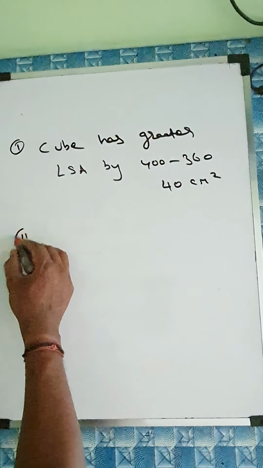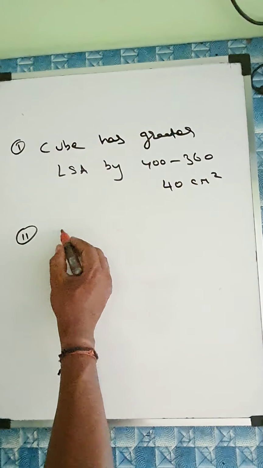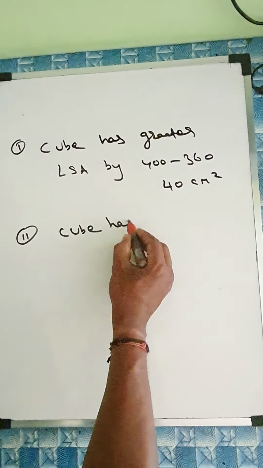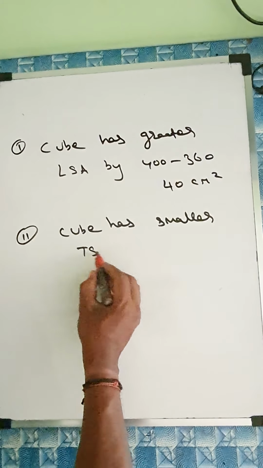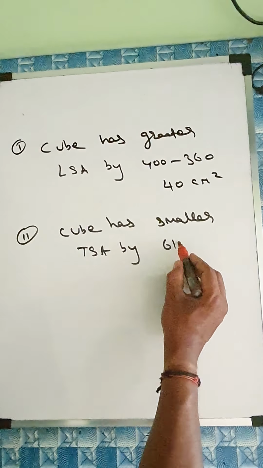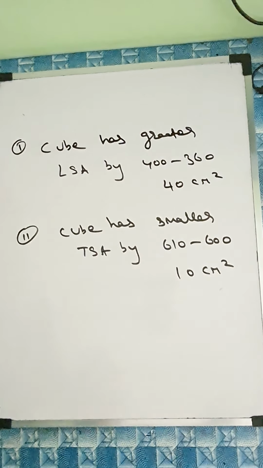Okay, and the second question, which box has the smaller total surface area? So that also same only, cube has the smaller TSA. By how much? So 610 minus 600, so will be 10 centimeters square. Okay.